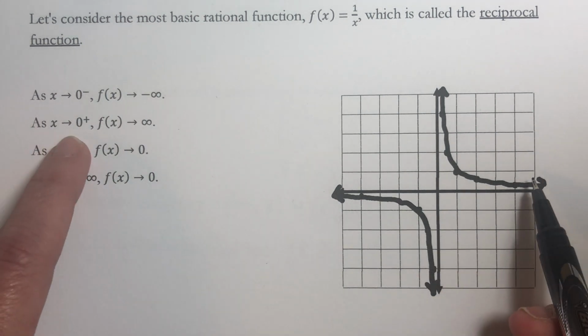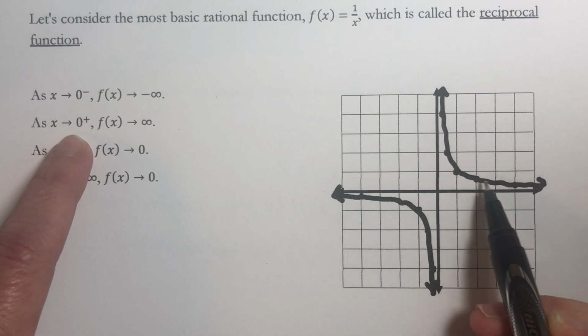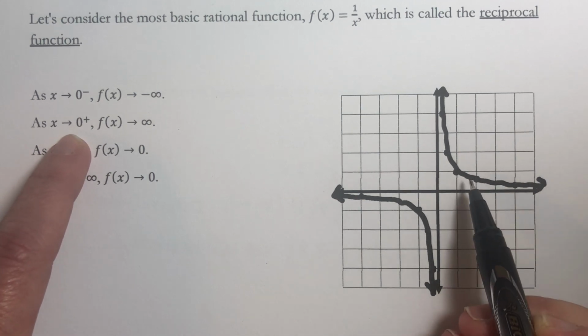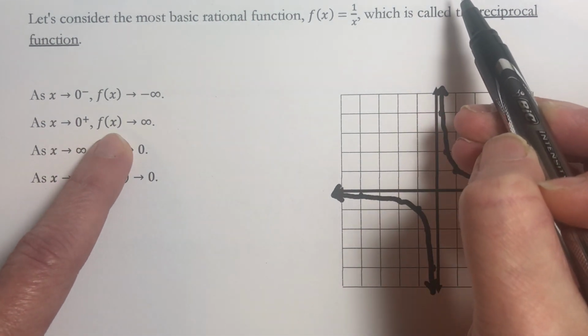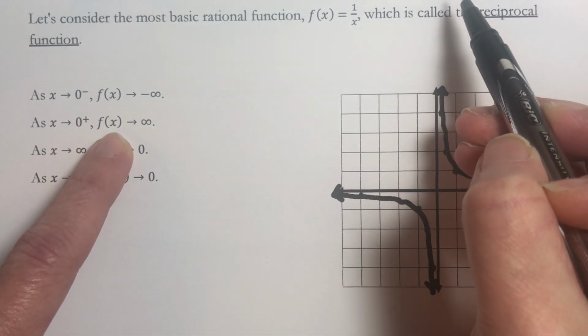As x approaches 0 from the right, so we're coming in on this side, imagine yourself traveling along your graph coming in close to 0. What is your graph doing? Well, we're shooting straight up. We're going to positive infinity.